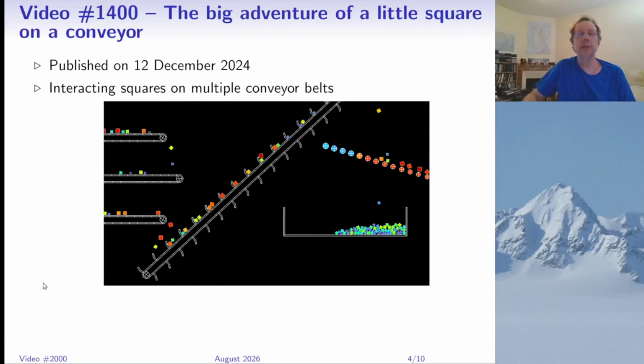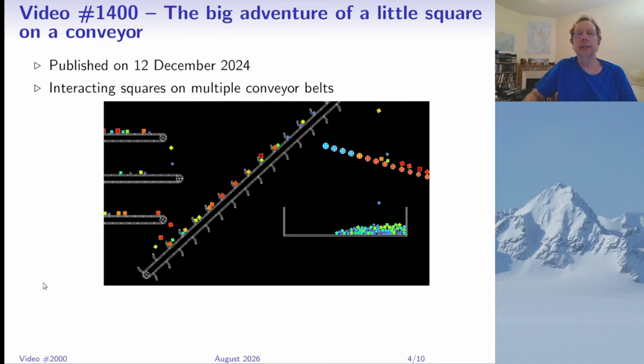Video number 1400 I had a lot of fun making. For a while I had been making simulations of interacting polygons, which is surprisingly difficult to get right because my simulations are basically based on Newton's equations, which do not allow directly to have hardcore interactions. So you have to replace those by potentials which are stiff but smooth interactions.